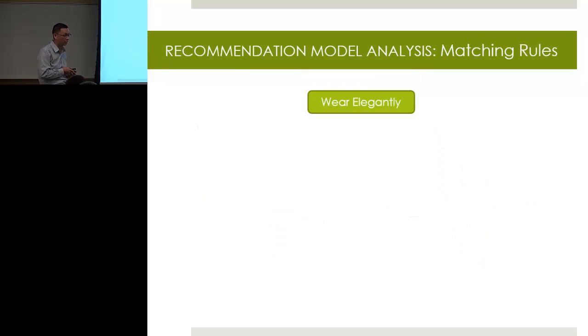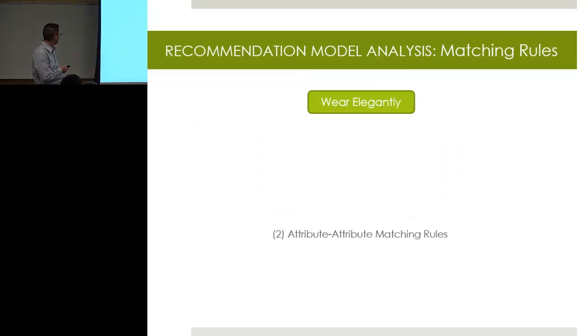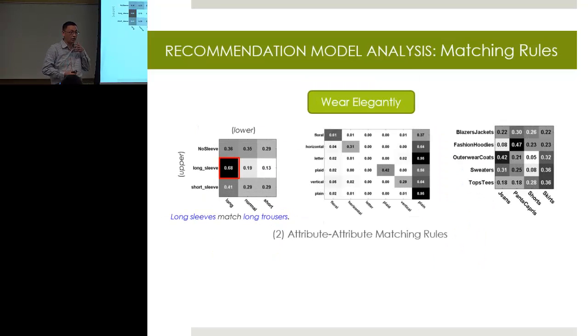So in the previous one, what does dresses mean? Is that everything about dress? Dress means the upper body and lower body together, the whole thing. And wear elegantly means how the upper body and lower body should be paired together.